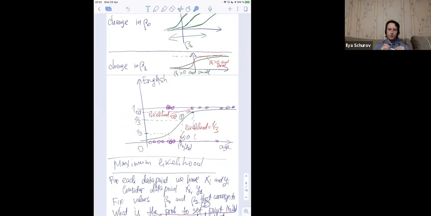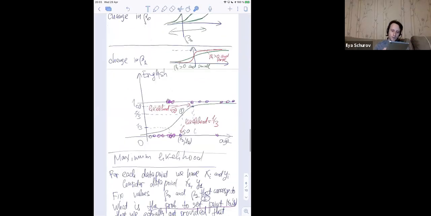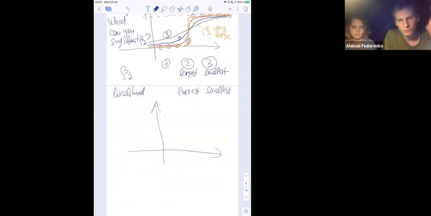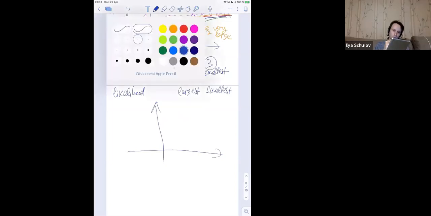So other questions? And what if we have beta 1 negative? The curve is reversed? Yes, exactly. If we have beta 1 negative, it means that this is a decreasing dependency. So something like this. Sorry, let me draw just a curve, not data.